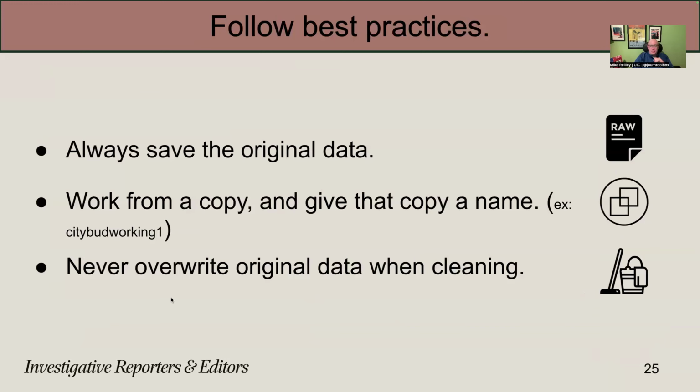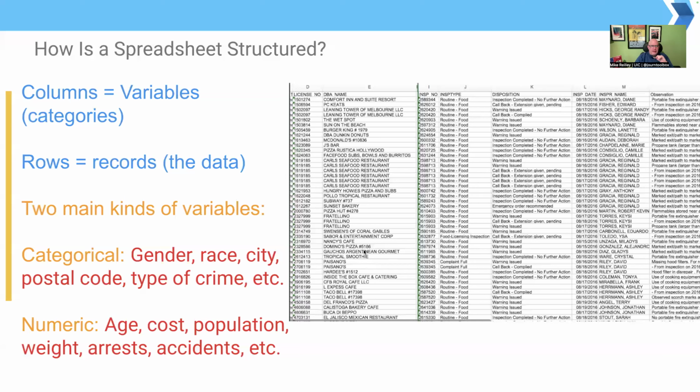Some best practices when you're working with data: always save the original data set and work off of a copy. We're going to do that a lot this semester. That way, if you screw something up, you can always go back to your original. You've not messed up the whole data set. You've still got the original sitting there. Never overwrite the original data when you're cleaning it. Always make a copy and work off of the copy. Very, very important in this class.